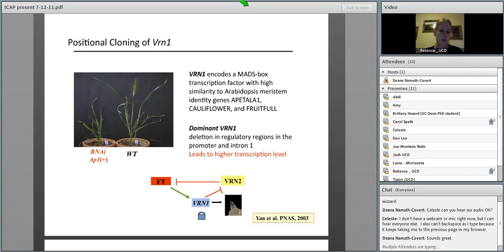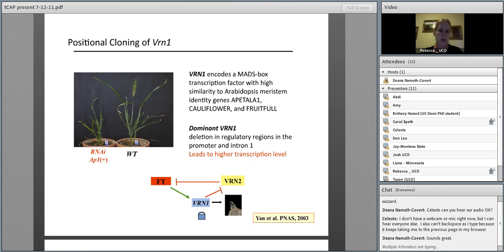So just a brief little introduction to each of these major genes. VRN1 is homologous to Apetala1, which has several paralogs in Arabidopsis, including cauliflower and fruitful.